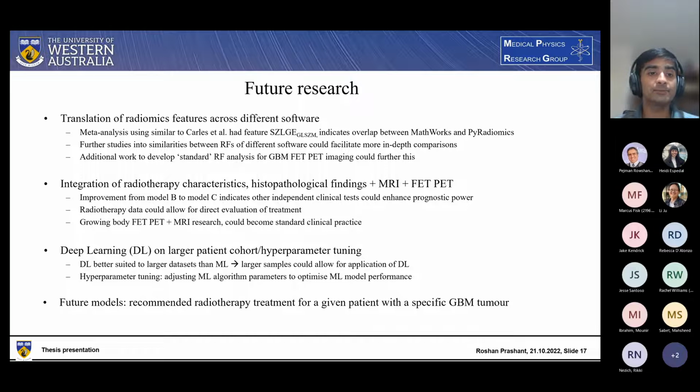In the future, implementation of deep learning or hyperparameter tuning on large sample sizes that integrate radiotherapy, histopathological findings, and MRIs could perhaps provide models that are able to recommend or prescribe a radiotherapy treatment for a given patient with a specific glioblastoma tumor. But regardless of this, it's quite clear that FET PET continues to play a pivotal role in the diagnosis, treatment planning, and treatment evaluation of glioblastoma.